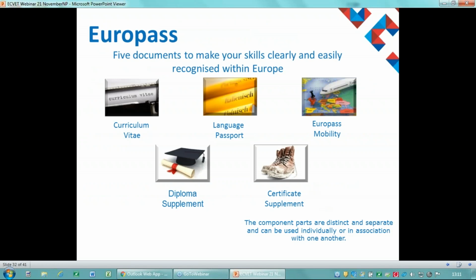So if we move on to the Europass documents, some of you may be aware of Europass. Europass is made up of a suite of 5 different documents, a CV and a language passport, which any one of your participants can complete online themselves. The Europass Mobility is something that you as an organisation will need to register your participants for.